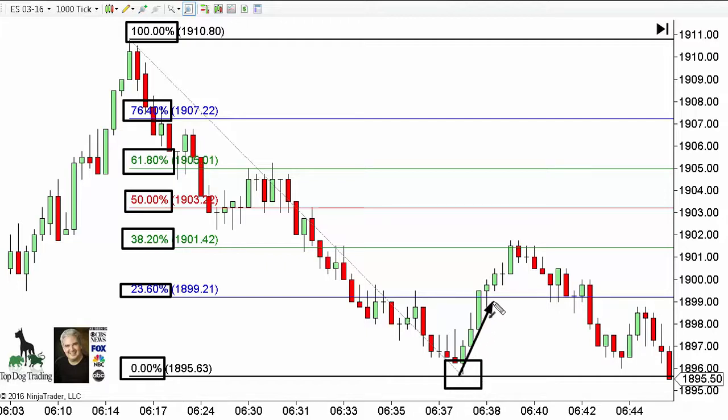Now, here's the tricky part that a lot of people don't talk about with Fibonacci retracements for day trading. And by the way, this works for swing trading, it works for E-minis, stocks, Forex, whatever. So we come to our first Fibonacci retracement, and these are support resistance levels is essentially what they are.